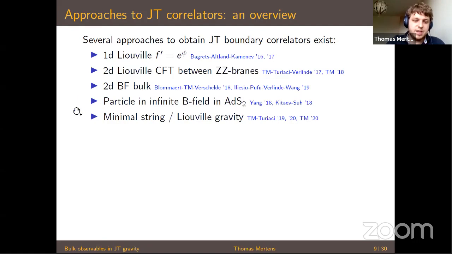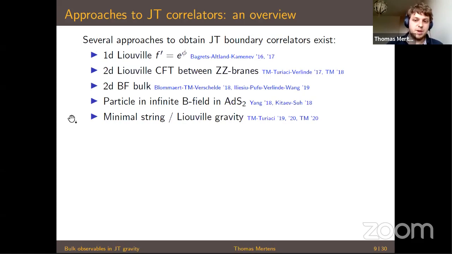Also, there's a limit of a particle moving in AdS2 in a magnetic field, where you take this magnetic field to go to infinity. That also makes contact with this description. That was also developed by several authors 2 years ago. And then finally, there is a way of getting to these correlation functions, or to this theory to begin with, as a parametric limit of the minimal string or Liouville gravities.